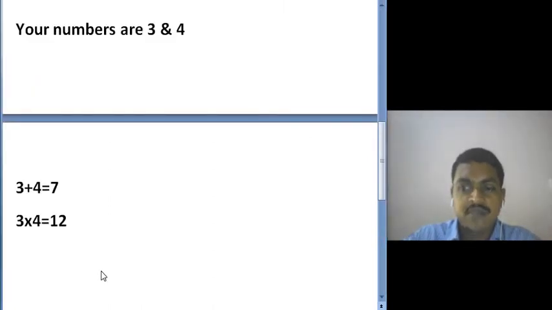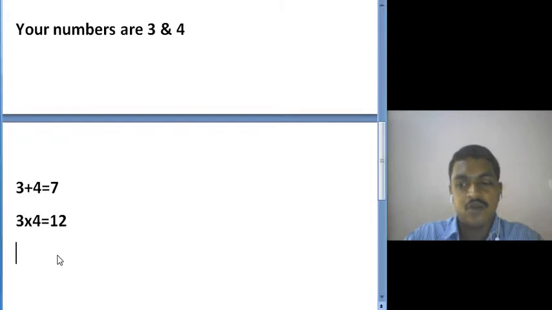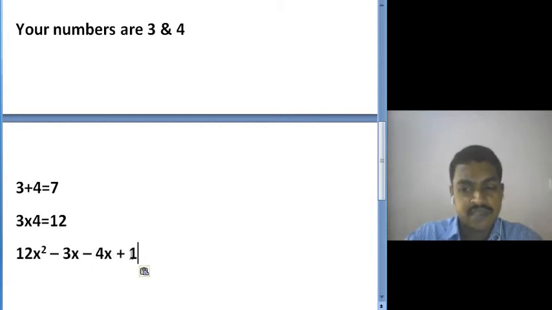So your numbers are 3 and 4. We already know why it is 3 and 4, because those are the two numbers that fit our requirements. When added you get 7 and then when multiplied you get 12. So what you do in the next step is let's simply copy that question down. Now it is 12x square minus 3x minus 4x plus 1. Because you know where minus 3x and minus 4x comes from.